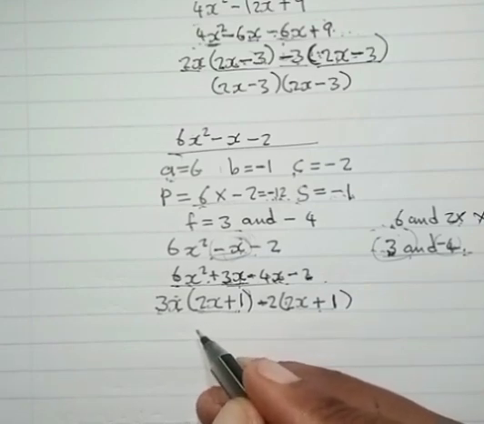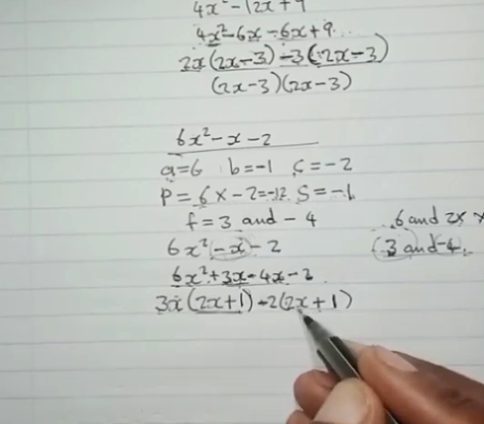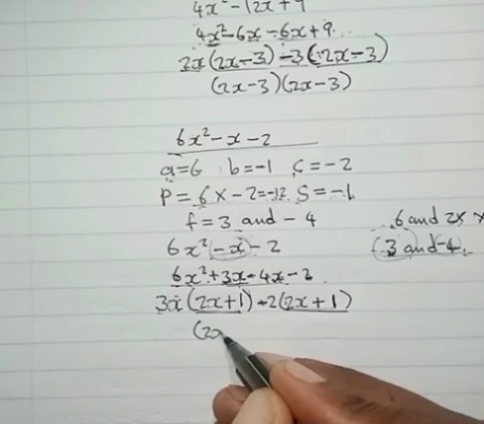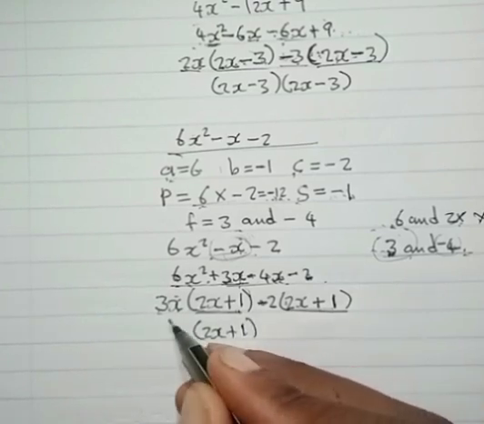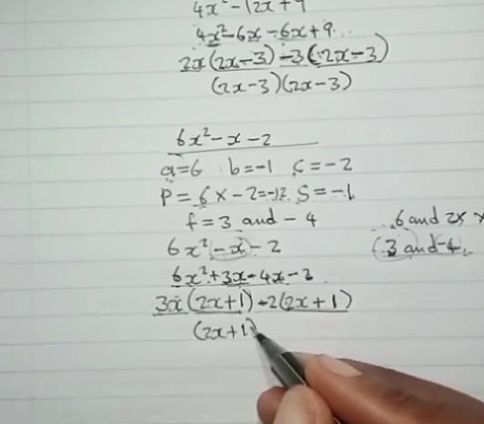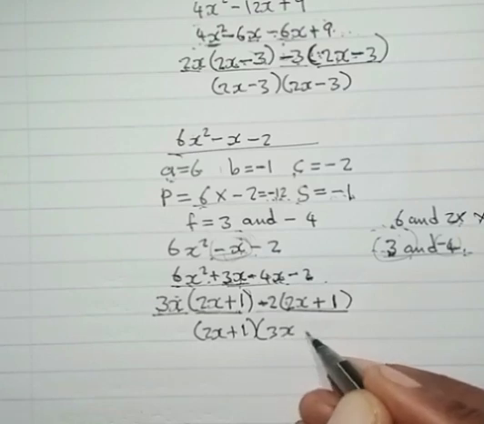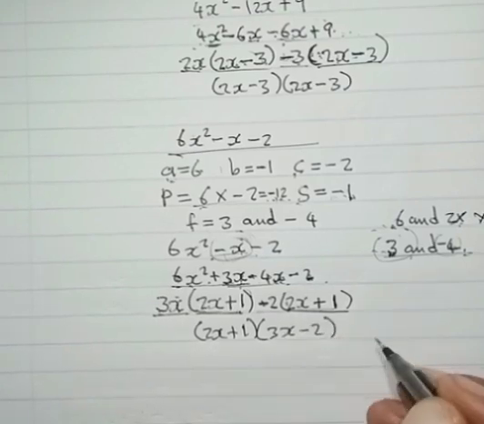So we can finish it now. This one is similar to this one, so we say 2x plus 1. Then we have 3x and negative 2. We have factorized completely.